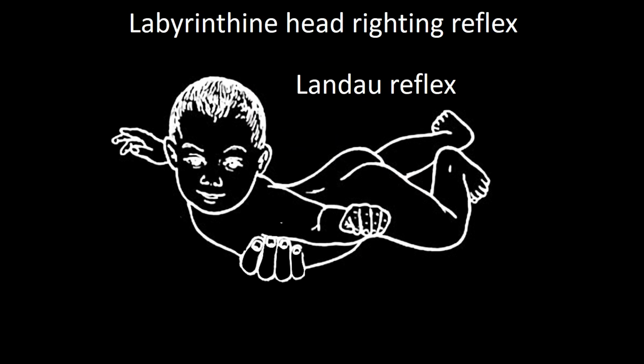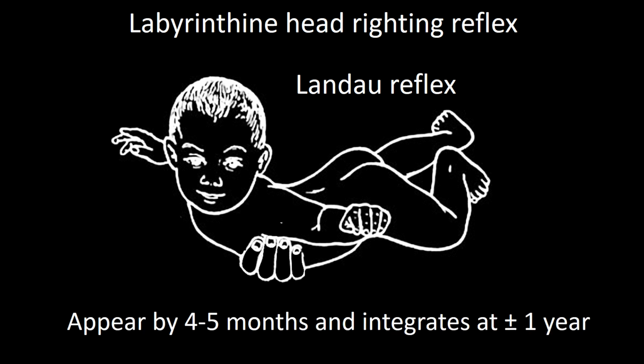Number 1, the Landau reflex, which is considered a labyrinthine head righting reflex. As you recall, this reflex is triggered by holding the infant parallel to the ground. This position elicits the extension of the neck to achieve a posture in which the vertex is uppermost and the mouth horizontal to the ground. Some authors make a point of describing that flexing the neck terminates this position, causing the arms and legs to flex. As previously mentioned, this reflex is first noted at 4 to 5 months and disappears by about 1 year of age.